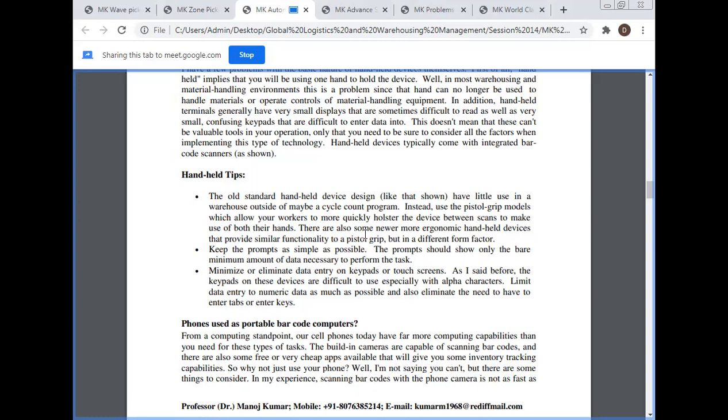Keep the prompts as simple as possible. The prompt should show only the bare minimum amount of data necessary to perform the task. Minimize or eliminate data entry on keypads or touch screens. As I said before, the keyboards on these devices are difficult to use, especially with alpha characters. Limit data entry to numeric data as much as possible, and eliminate the need to enter tabs or the enter key.